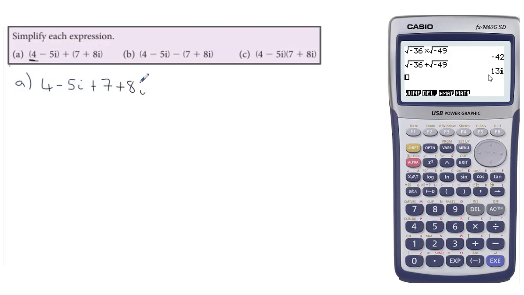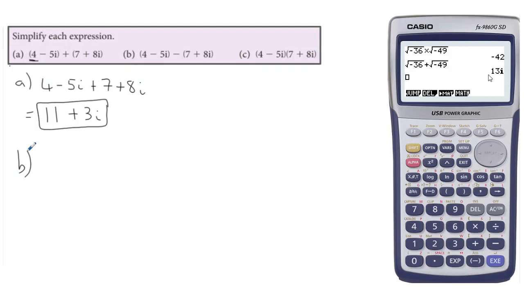Those brackets aren't doing anything other than to indicate that we've got two separate complex numbers that we're adding. So then we just literally treat the real and the imaginary part separately, and you're just collecting like terms. 4 plus 7 is 11. Minus 5 plus 8 is plus 3, so plus 3i. 11 plus 3i is the result of that.